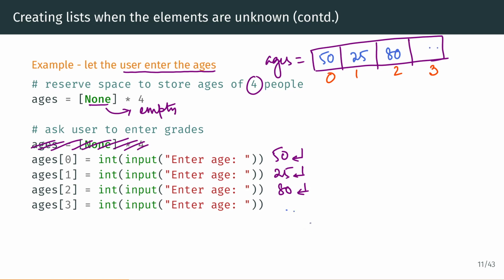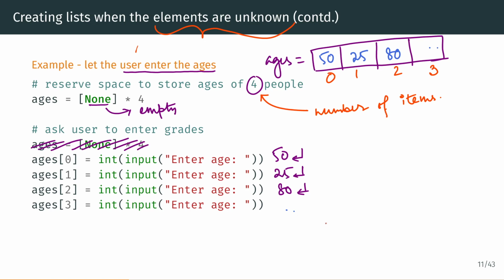So that's how you create a list when the elements themselves are unknown. But just note that we still know the number of elements. We still knew that there are 4 people, so we still know the number of elements or items.